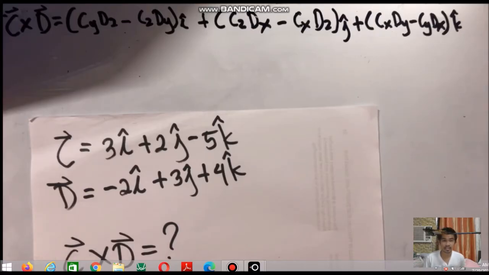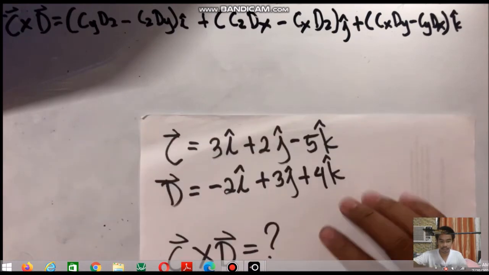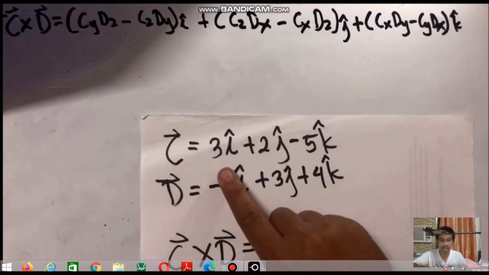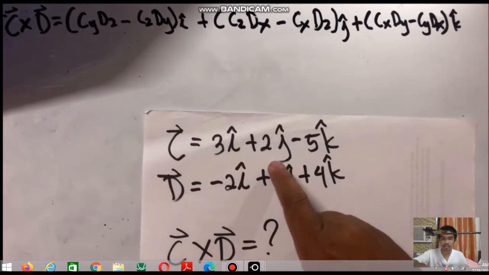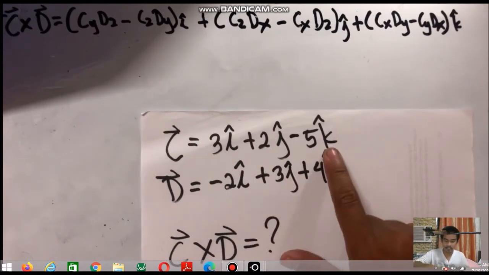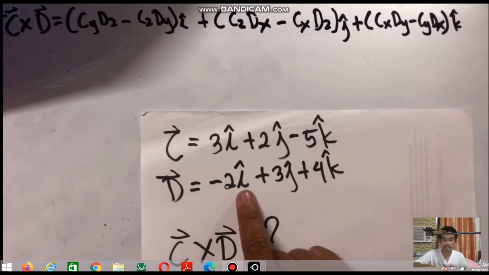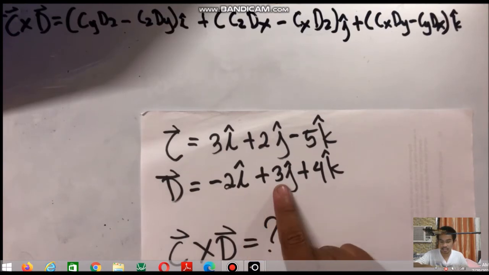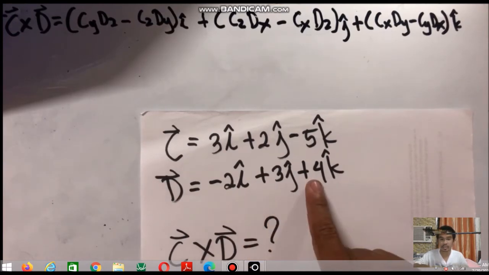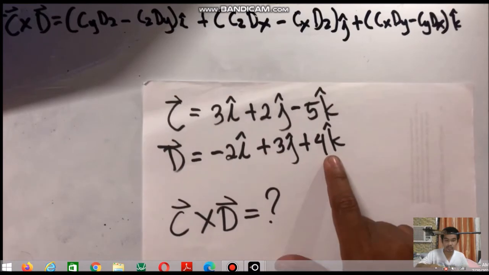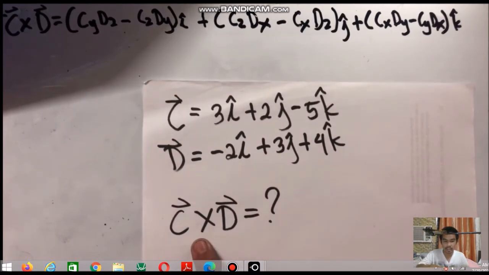Okay, so let us have another example of cross product of two vectors. We have two given vectors here. We have vector C, which is 3i hat plus 2j hat minus 5k hat, and the other one is negative 2i hat plus 3j hat plus 4k hat. So we need to obtain the cross product of vector C and vector D, or vector C cross vector D.